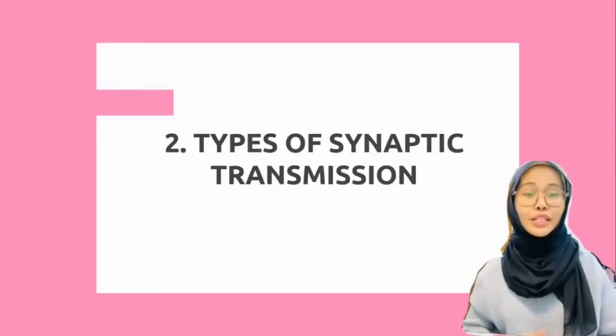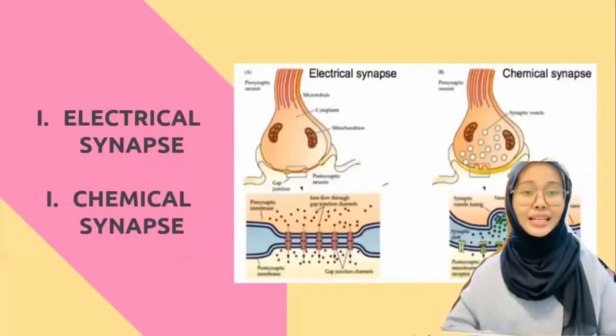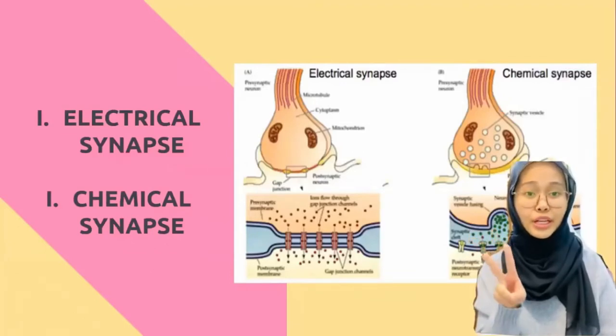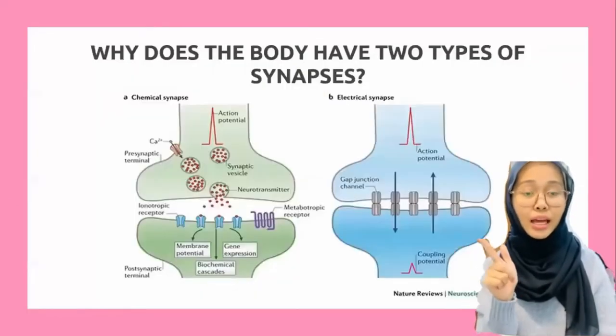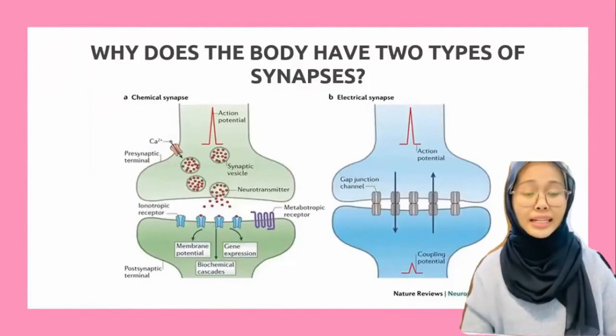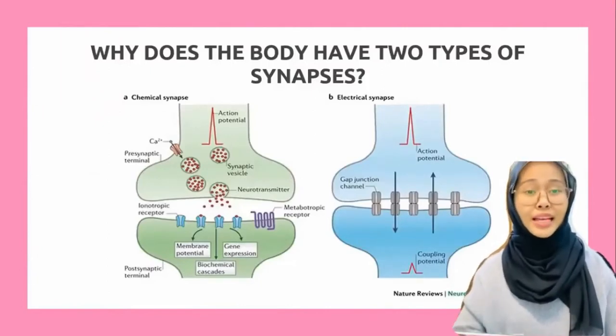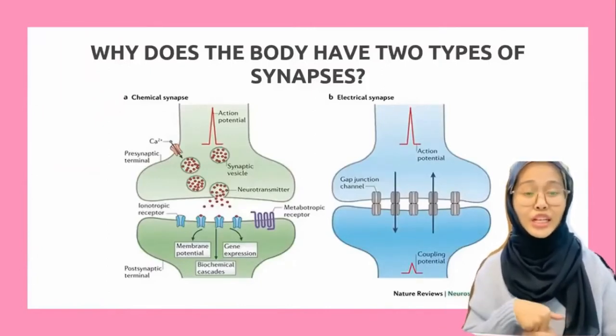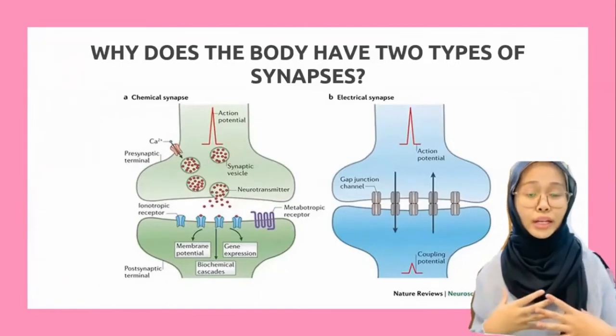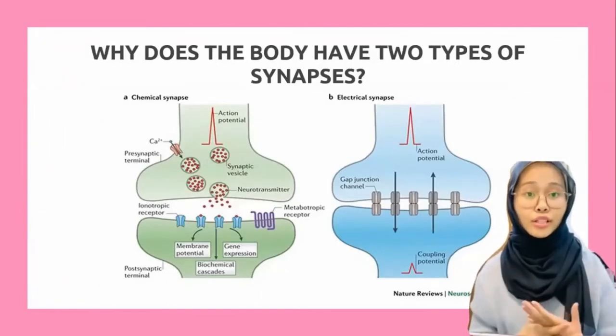Okay, next I will proceed to the types of synaptic transmission. Basically, there are two types of synaptic transmission, which are electrical synapse and chemical synapse. As for my part, I will explain about the electrical synapse. But before I begin, let me explain first how neurons communicate with each other, relaying messages throughout our body and powering all of our thoughts and actions.